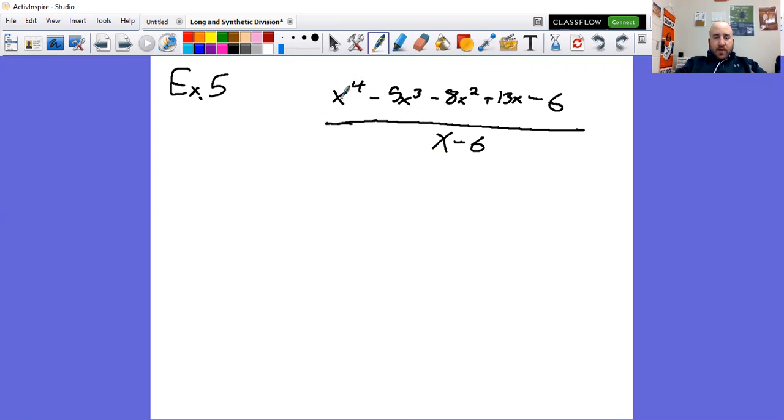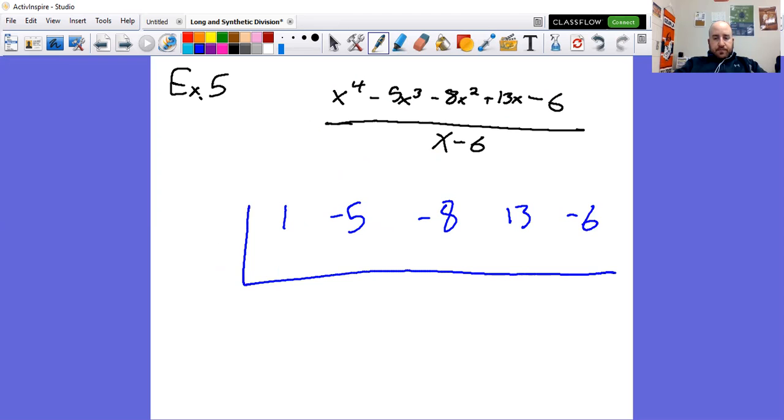We're going to write our coefficients and constant for our dividend. So 1x to the 4th, so 1, -5x cubed, -8x squared, 13x minus 6. Draw my L. Put my box. And in the box, I'm going to put the constant for my divisor, but with the opposite sign. So instead of -6, I'm going to put +6.